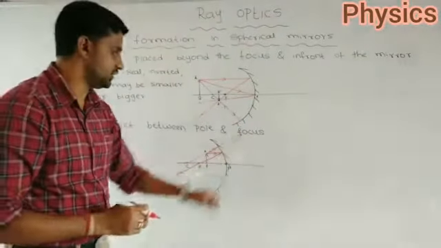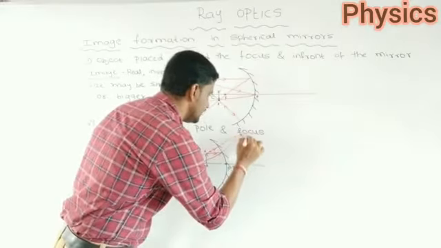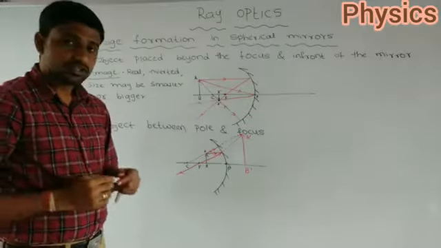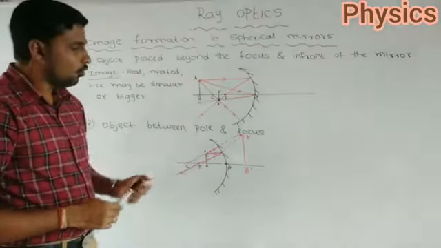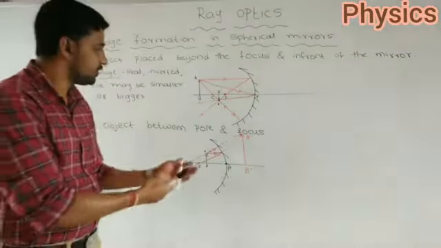They are meeting here, and I am getting the image here. This is the image A dash B dash. So this type of image we are getting. Now which kind of image am I getting here?